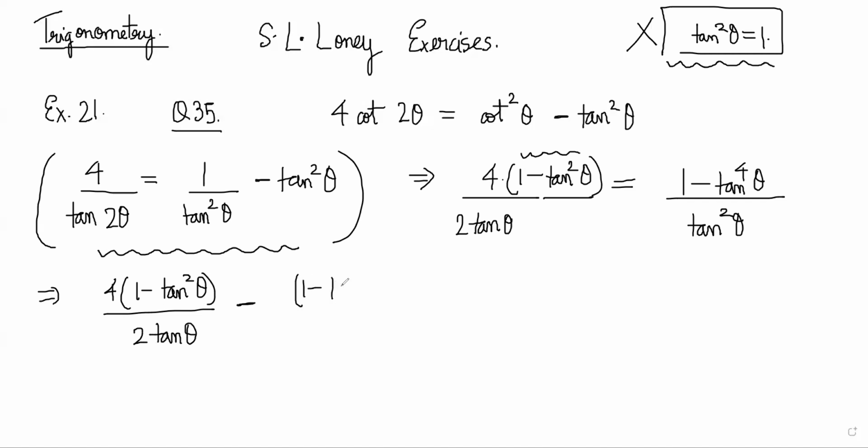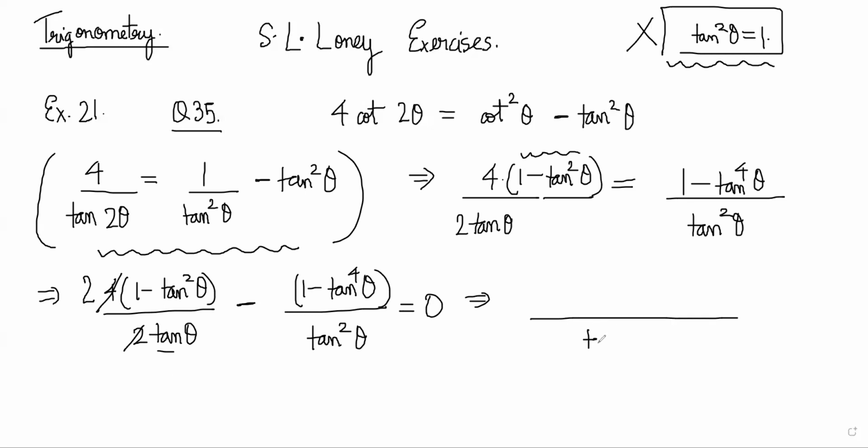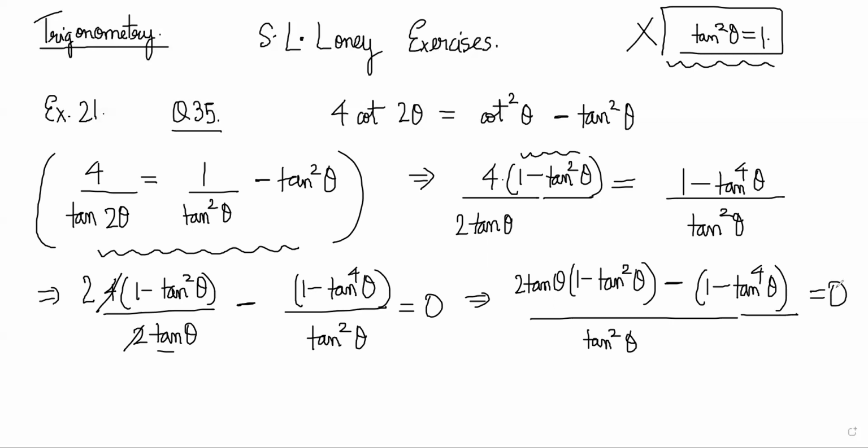Minus 1 minus tan power 4 theta by tan square theta equal to 0. Here this cancels with the 2. There is a tan theta here, tan square theta here. So the common denominator will be tan square theta. And on top you get 2 tan theta, 1 minus tan square theta, minus 1 minus tan power 4 theta, right? Yes, sir.